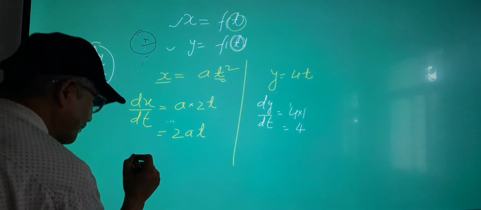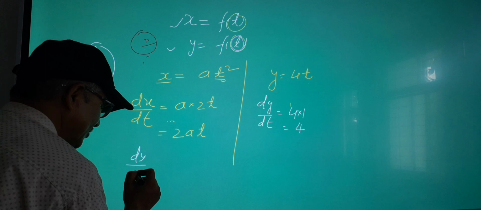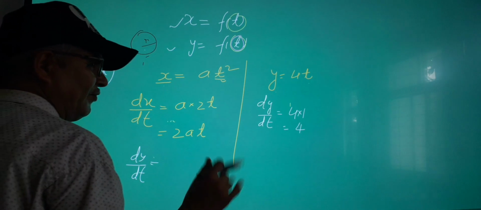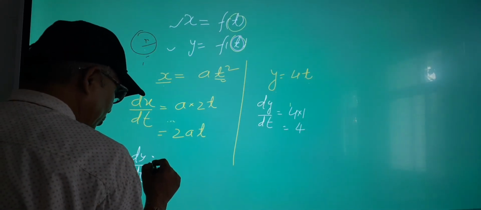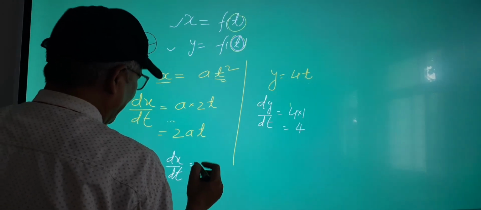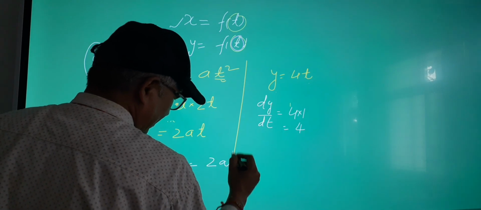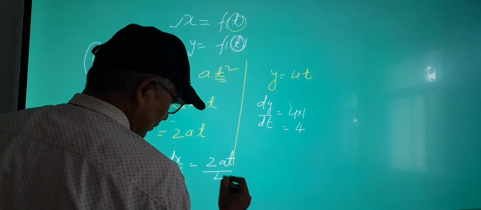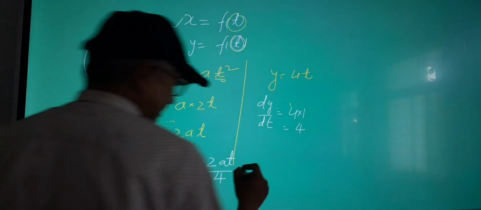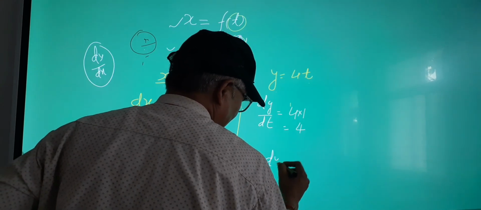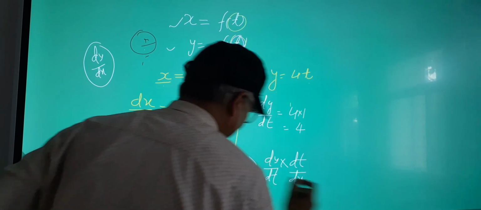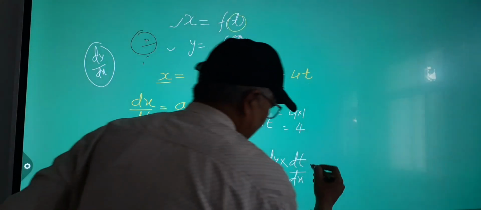You divide dy by dt divided by dx by dt. After practice, no need to write all steps, so that is what I am telling you. This is dy upon dt divided by dx upon dt, which is 80 divided by 4. Now the sign of division will change into multiplication, so it will be dy by dt into dt upon dx. You are seeing what is happening? This will go reciprocal.